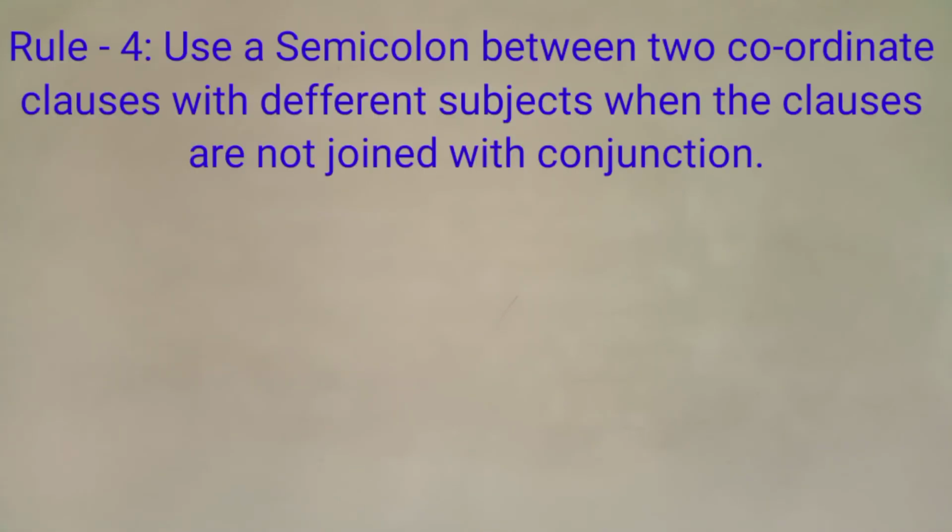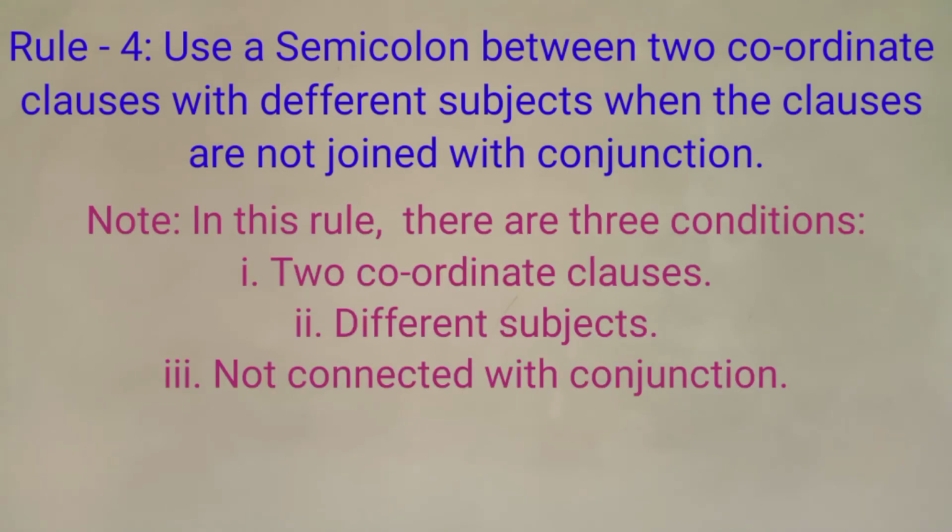Rule number 4. Use a semicolon between two coordinate clauses with different subjects when the clauses are not joined with a conjunction. In this rule, there are 3 conditions: two coordinate clauses, different subjects, and not connected with a conjunction.